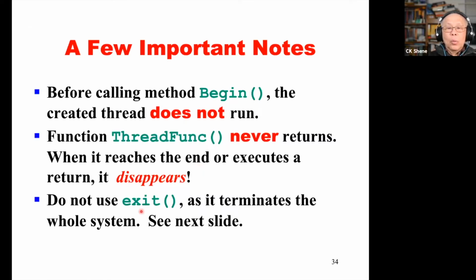So when the main program finishes execution, never ever call the exit system call. Because when you call the exit system call, it means the main program exits. When the main program exits, everything created and owned by the main program or the process running the main program will be gone, including all the running threads. So do not use the system call exit.